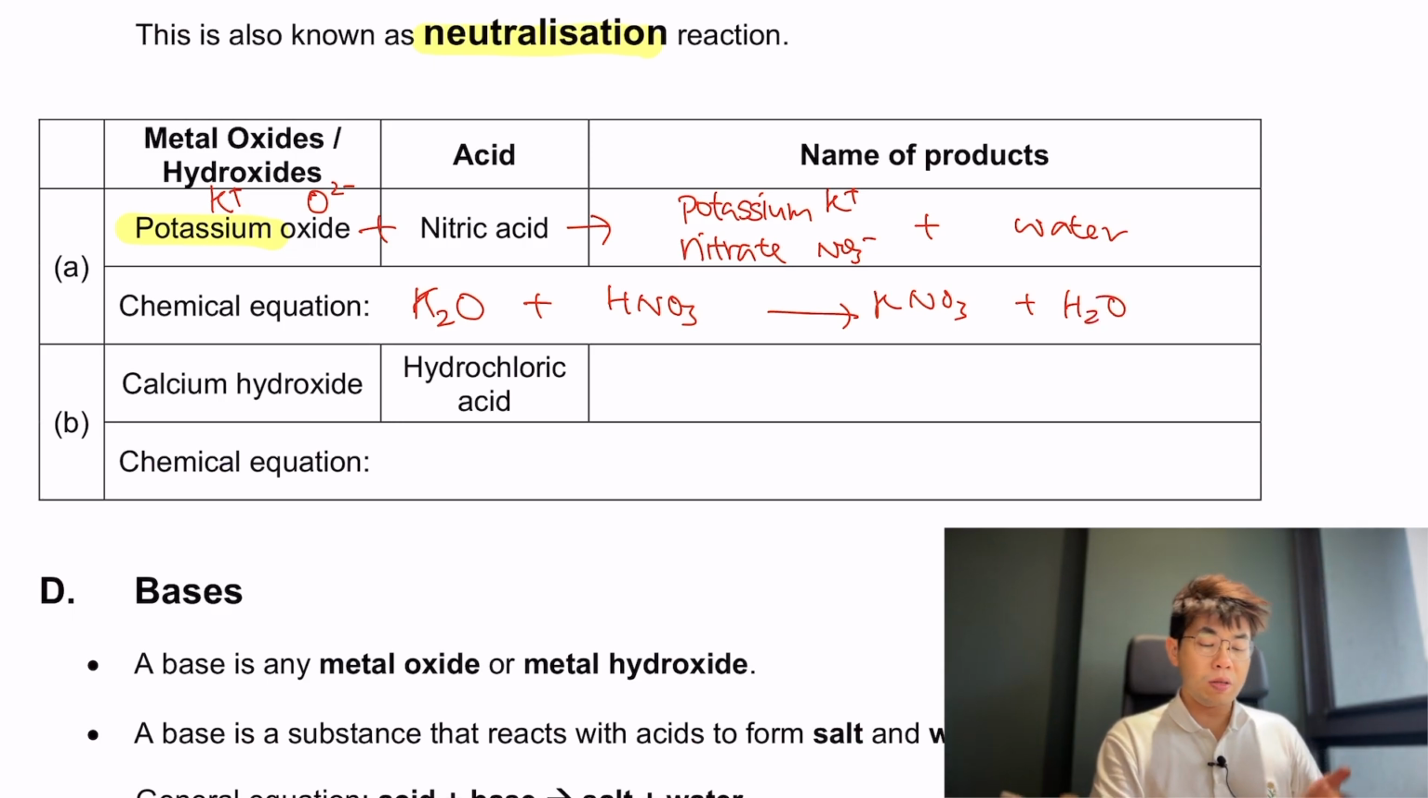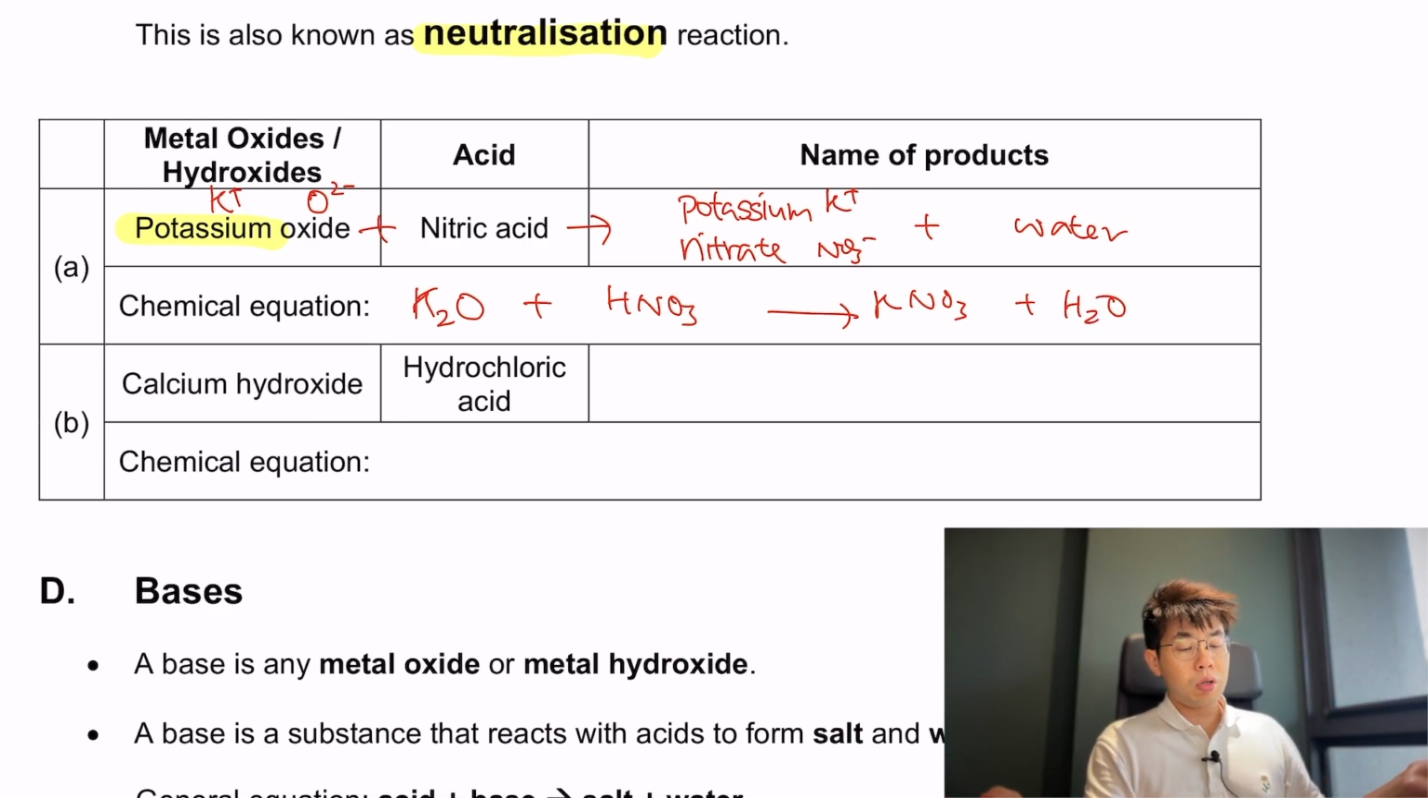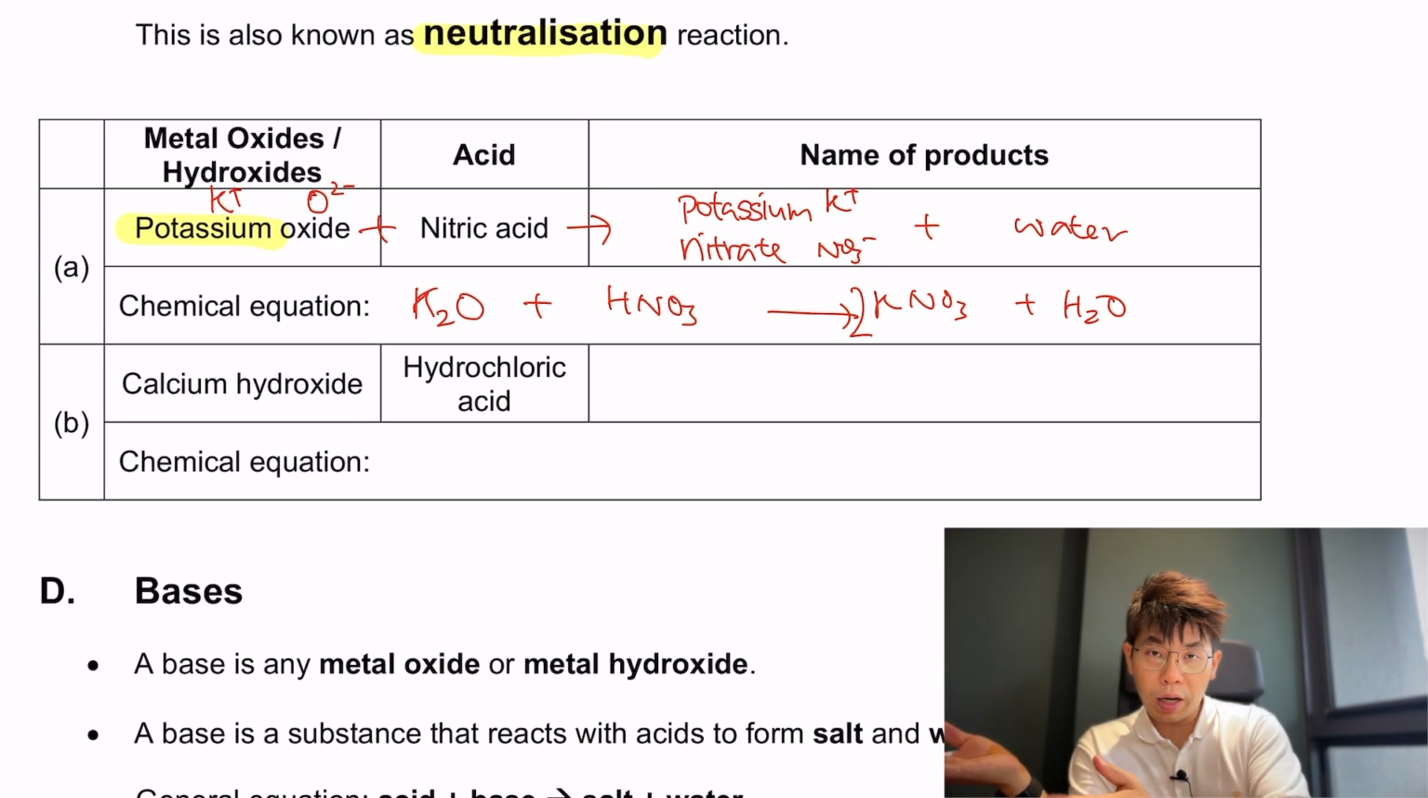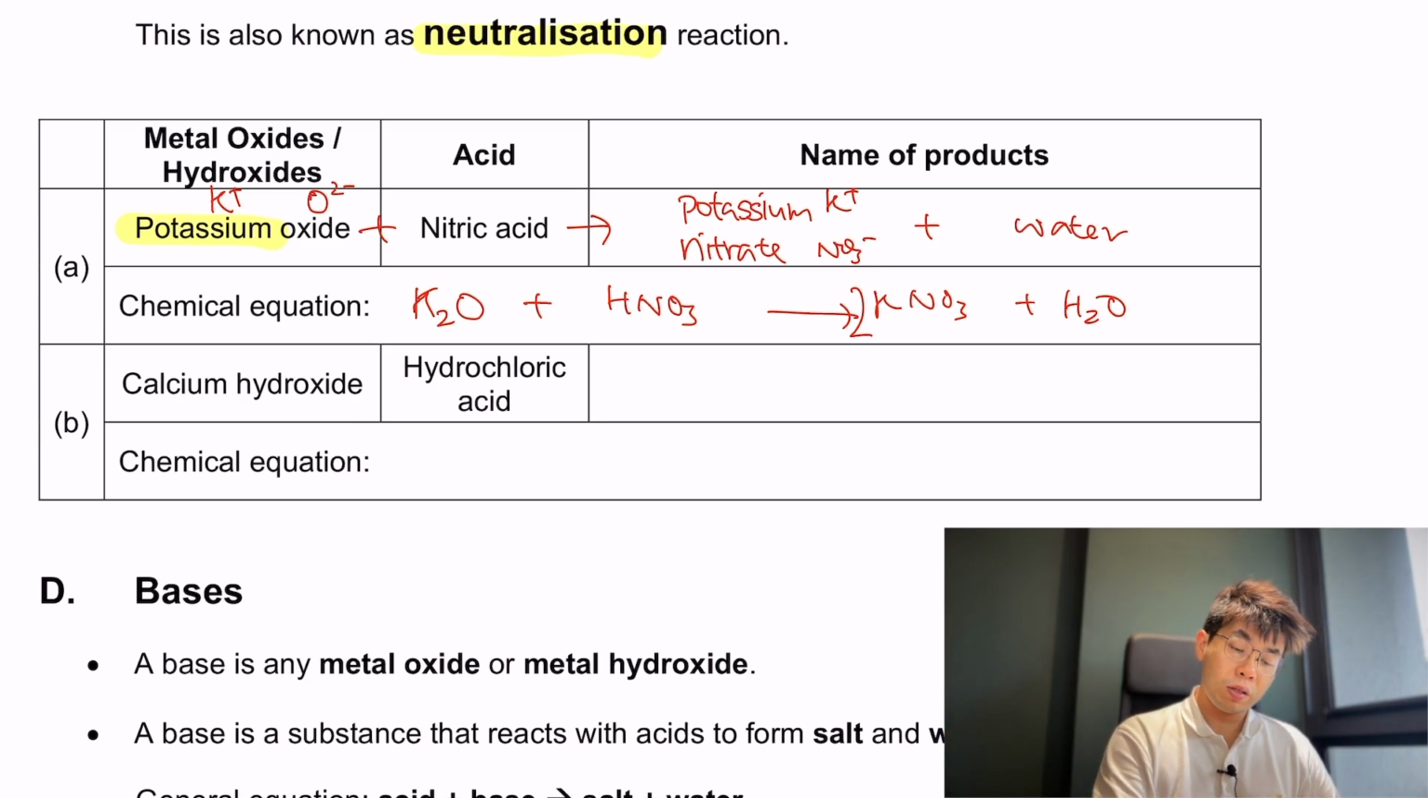Is this balanced? No. I have 2 potassiums on the left and only 1 on the right. So let me put a 2. Now I've got 2 nitrate ions on the right, and on the left I only have 1, so let me put a 2 over here. So I think this should be balanced. Okay, next one.